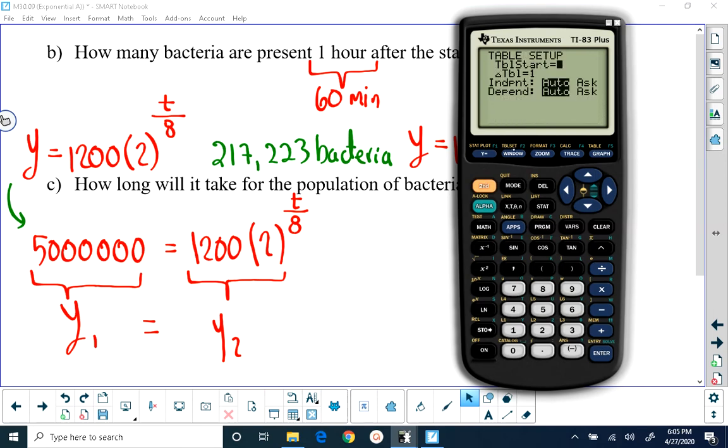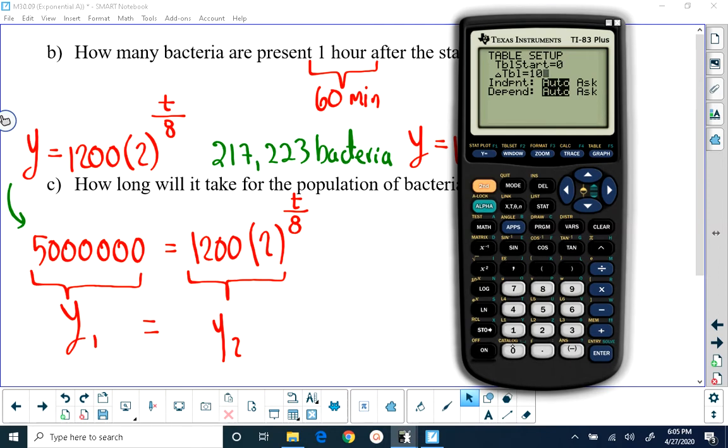I'm going to go into table setup. Notice that I can start at 0 and go up by 1. If I look at my table now, here's my y1, which is 5 million. Here's my y2, which I want to reach 5 million. And I can see that I'd be scrolling down for a fairly long time to reach 5 million. So maybe what I should do in my window settings is start at 0 and go up by 10.